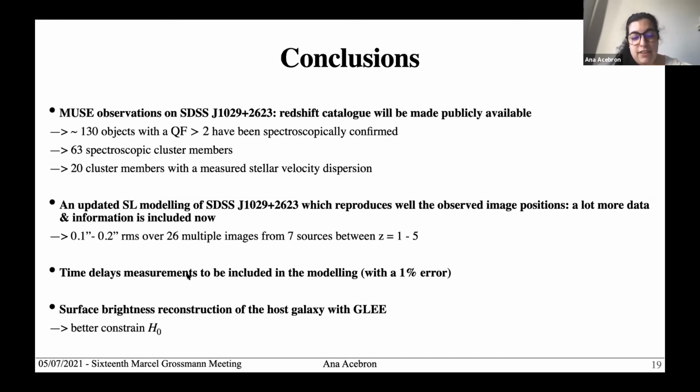Regarding the perspective and the future, time delays can be included in the modeling. And as I mentioned, this 1% error is very encouraging to use this system as a cosmological probe. Again, with the GLI software, we can model the surface brightness of the host galaxy, as you saw in the images, as a long red arc. With this new and larger amount of information, we hope to provide interesting constraints on the H0 parameter. So thank you for your attention.